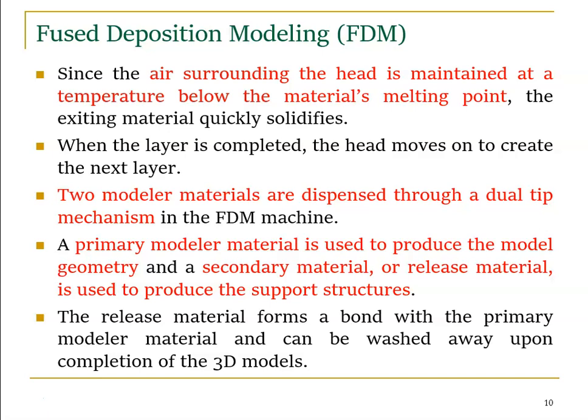Two model materials are dispensed through the dual tip mechanism in the FDM machine. A primary model material is used to produce the model geometry, and the secondary material, we say it's a support material or release material, is used to produce the support structures.